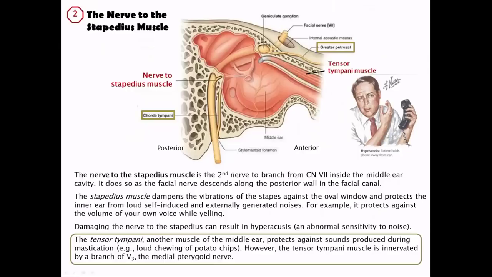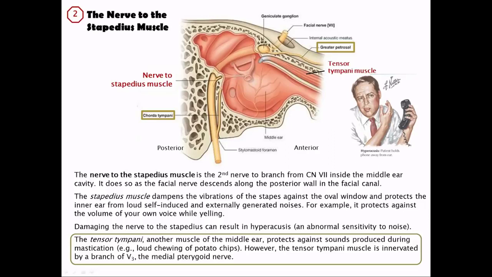As the facial nerve courses within the facial canal along the posterior wall of the middle ear cavity, it gives off a tiny branch called the nerve to the stapedius muscle. This nerve innervates the stapedius muscle, the smallest skeletal muscle in the body, at just over a millimeter in length. The function of this tiny muscle is to stabilize the smallest bone in the body, the stapes, named for its stirrup-like shape.